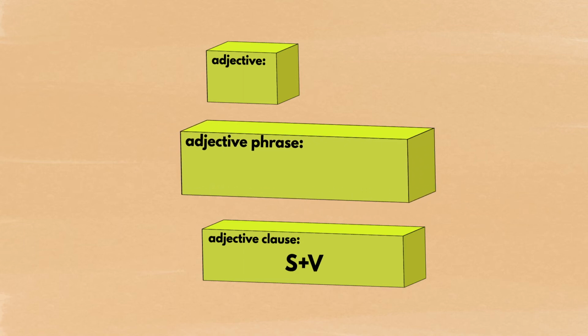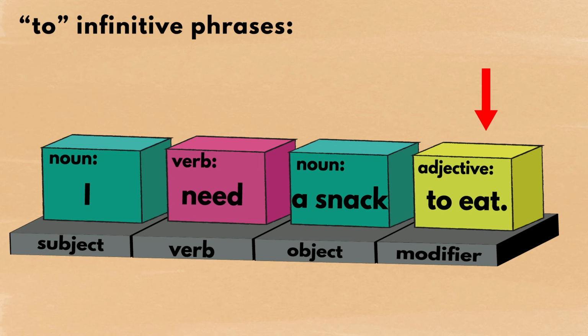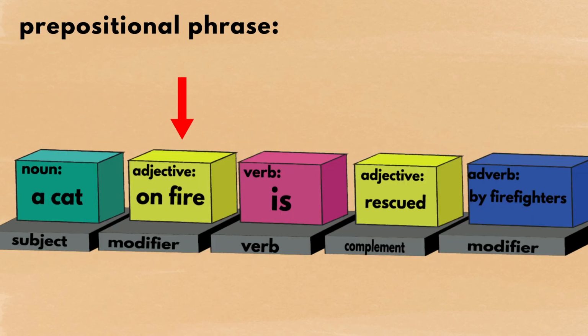Let's first talk about adjective phrases. There are some types of adjective phrases worthy of attention. One is phrases made up of present participle, as in enjoying only the most difficult math problems. The second is to infinitive phrase, as in to eat. The third is prepositional phrase, as in on fire.